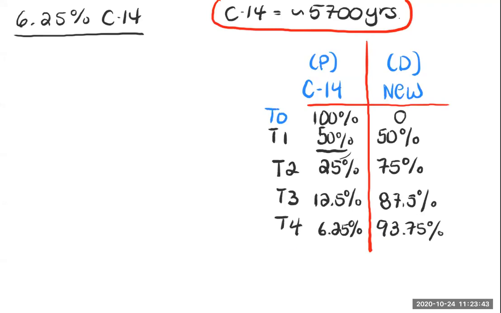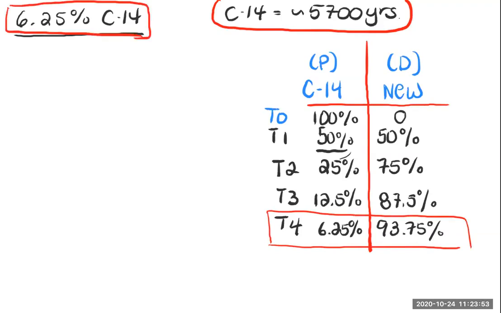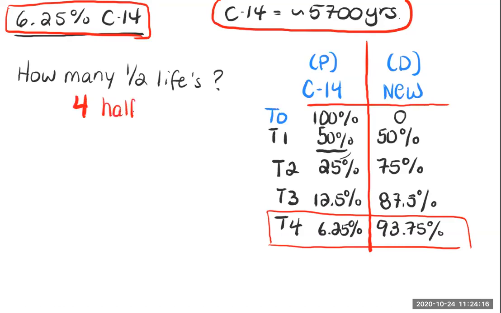And so now I've reached the area where I have 6.25% in here, and this is the same as the 6.25% that was in my rock. And so the question that I'm posing is, how many half-lives did my rock undertake? Well, I just found out here that my rock has gone through 4 half-lives. Am I right? Okay.